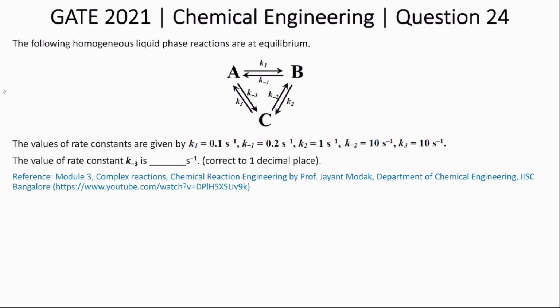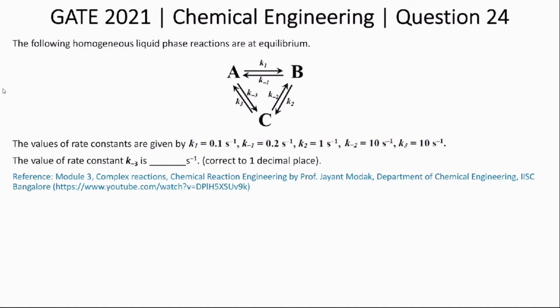So A will give B, and B can again get back to the original A as well through a reversible reaction or a backward reaction. Such reactions are called reversible reactions, and the system here is a cyclic reversible reaction. So A reversibly gives B, which reversibly gives C, and this C reversibly gives A as well. So we have such a reaction network, and most of the rate constants of this reaction network are given here.